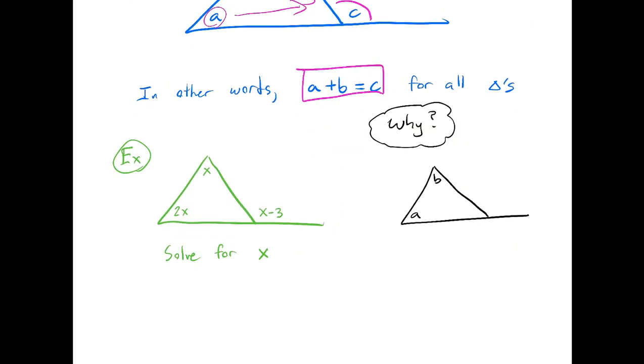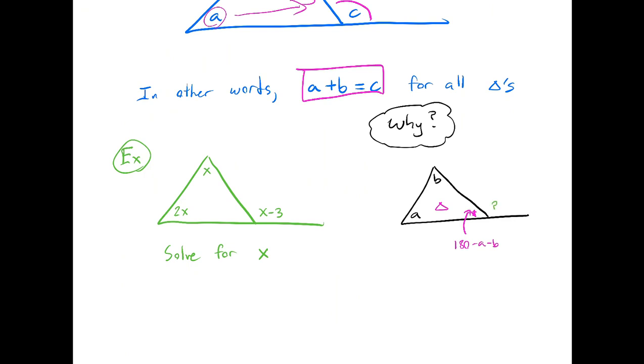Well, let's look at the why. If this is A and B, well, then what's this angle right here? Well, triangles add up to 180. So this is 180 minus A minus B. Okay, that's this angle right here. Well, then, what's this angle over here next to it? I'll do it in like green.